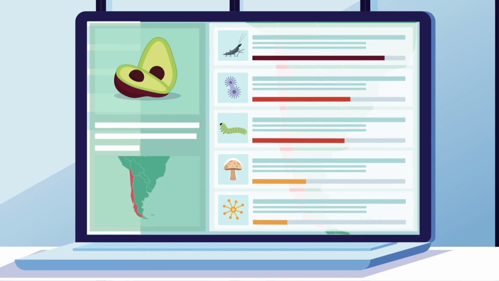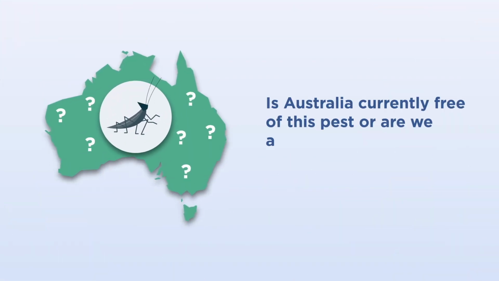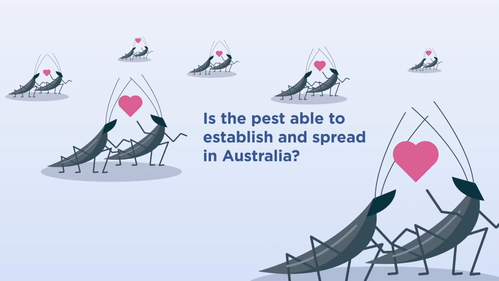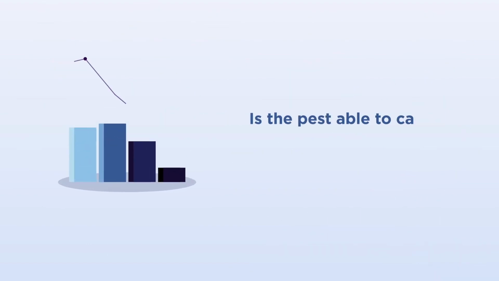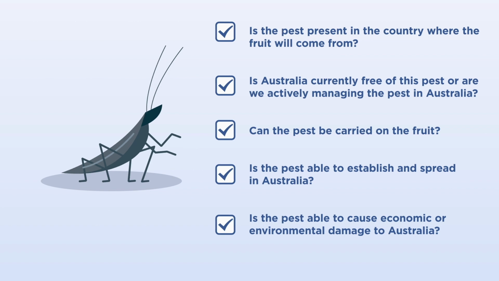We do this by asking a series of questions. Is Australia currently free of this pest, or are we actively managing the pest? Can the pest be carried on the fruit? Is the pest able to establish and spread in Australia? Is the pest able to cause economic or environmental damage to Australia? If we answer yes to all these questions, then we look at the pest in more detail.